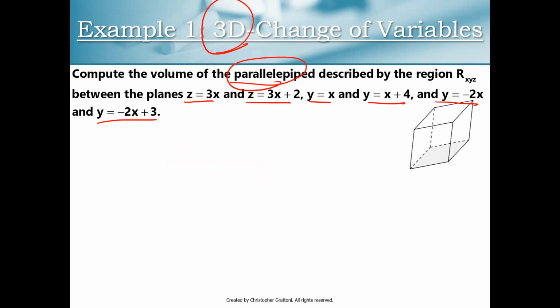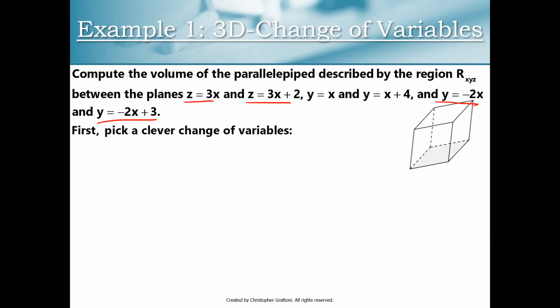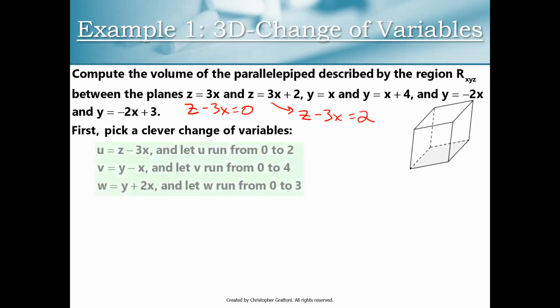Let me clear out some space here and let's take a look. All right, so here's our clever change of variables. Let's look at this one pair at a time. So first of all, you might notice that I have z equals 3x. I can write that as z minus 3x is equal to 0. And then here I've got z equals 3x plus 2. I can write that as z minus 3x is equal to 2. And you could probably see where this is going. So I'm going to write u is equal to z minus 3x. And we can see right here that z minus 3x ranges from 0 to 2. So we're going to let u run from 0 to 2.